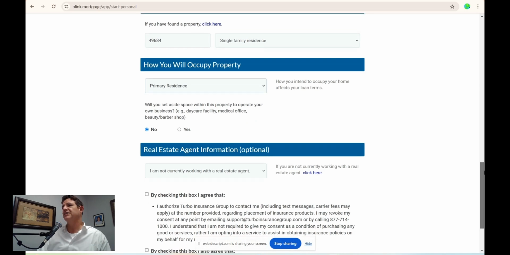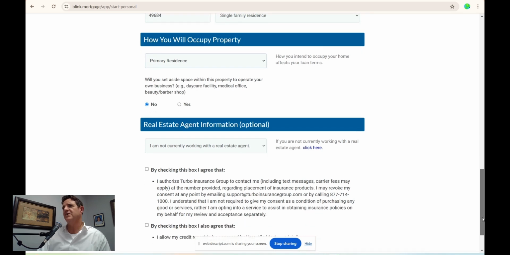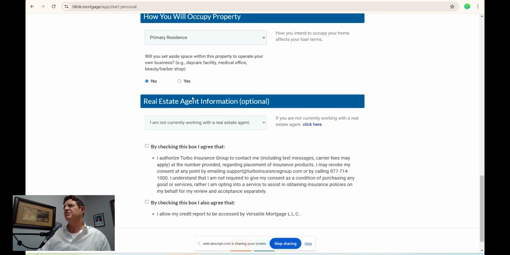Also, it's going to ask you if you have any reason to use the location for a business. And then also, there's just an optional area that asks if you're currently working with a real estate agent. Check back with me if you do not have a real estate agent. We have so many great ones that would love to help you out. You can just check this box if you want Turbo Insurance Group to contact you. I would suggest to leave that unchecked if you're not into solicitations.